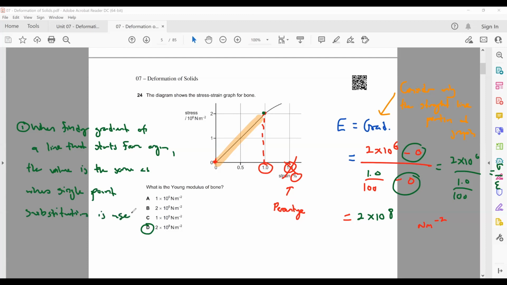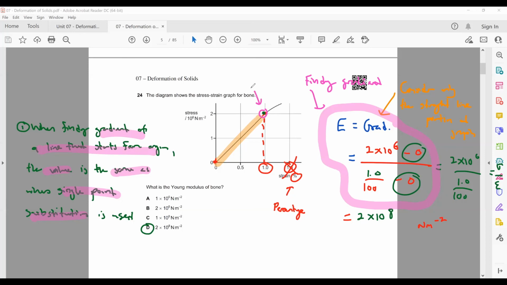Okay. So let me just explain this a little to you. If you're finding the gradient of a line that starts from origin, the value is normally the same as that of a single point substitution. Right, this one here, you see, is me finding the actual gradient. Sometimes in your marking scheme, or if you are taught by a different teacher, you might notice that your teacher doesn't take the gradient. Instead, he just takes a point.